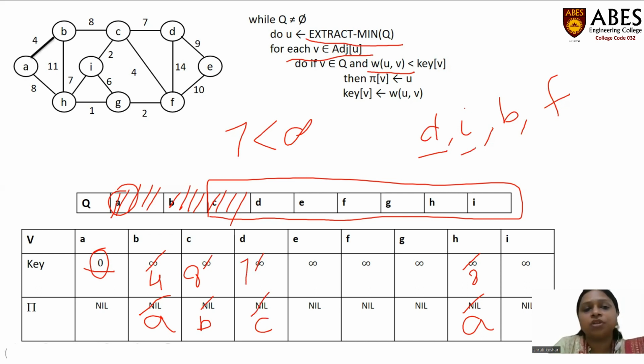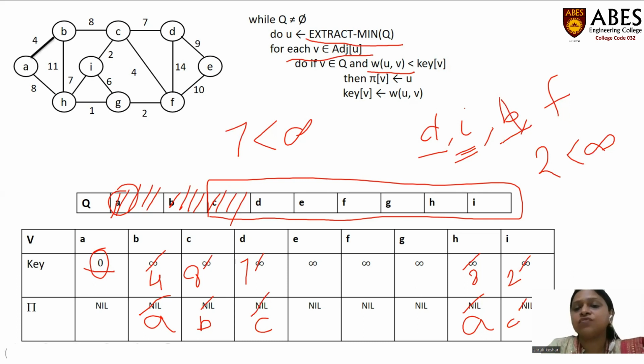Now we'll consider I. The C to I edge has a weight of 2 and the current key value of I is infinity. 2 is less than infinity and I is part of the capital Q. Both conditions are true, so you need to update this one. Update the parent of I as C and update the key value of I as 2. Now consider B. B is not part of your capital Q, so we will not consider this one.